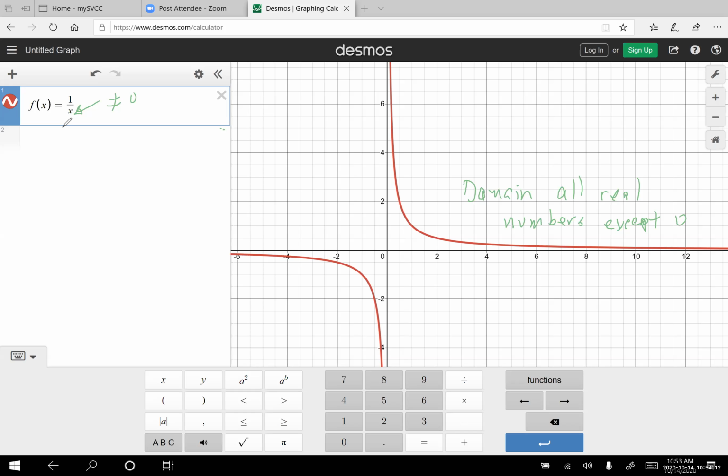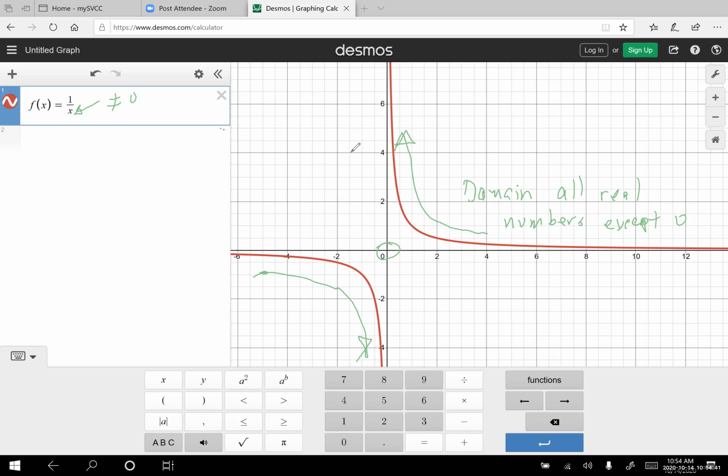And that's why this graph just goes crazy when you get here at x equal to 0. It goes from this direction, it goes down to negative infinity, and from this direction, it goes up to positive infinity. It doesn't know what to do because at 0, it's undefined. It can't ever equal 0, and even when it gets close, it just goes crazy. So in that case, we have one value that's excluded from the domain.